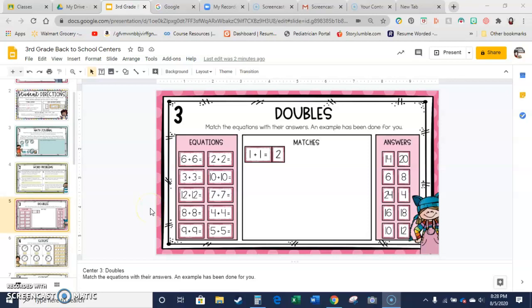Doubles. Match the equations with their answers. An example has been done for you. 1 plus 1 equals 2. Pull from the equation side, for instance 6 plus 6, and match it with the answer side. 6 plus 6 equals, can you figure it out? Go ahead and continue matching the equations with the answers.